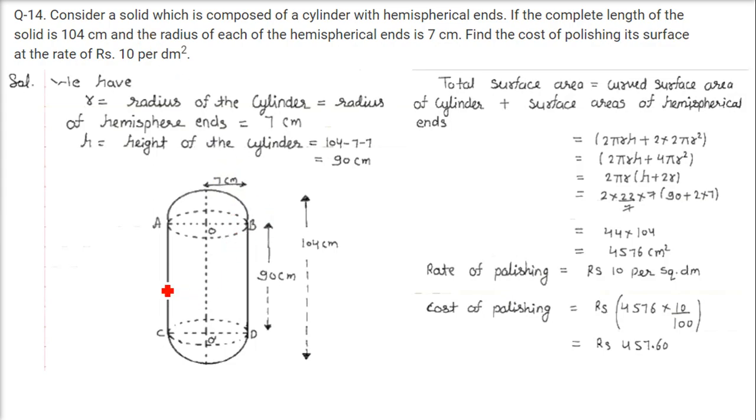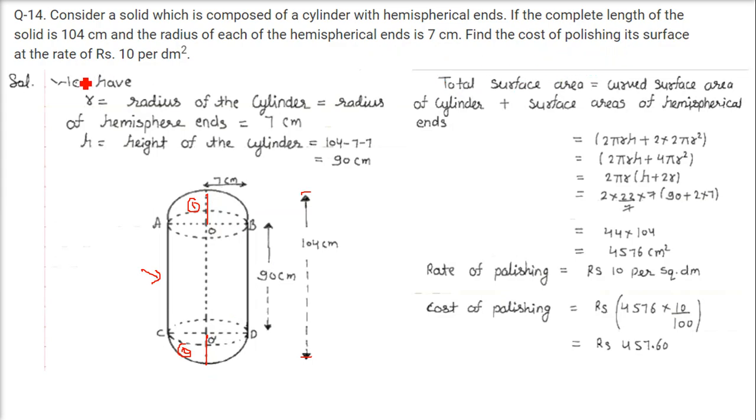Consider a solid which is composed of a cylinder. This is a cylinder part, and with hemispherical ends. So this is the first part, this is the second part, and these are the hemispherical ends. The complete length of the solid is 104 meters. From here to here it is 104 meters, and the radius of each of the hemispherical ends is 7 meters. So this is the 7 meter radius, and this is the 7 meter radius.